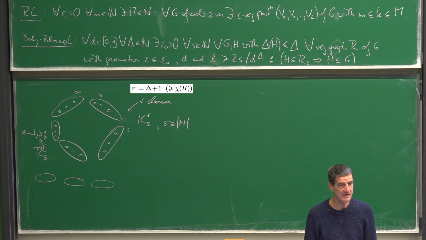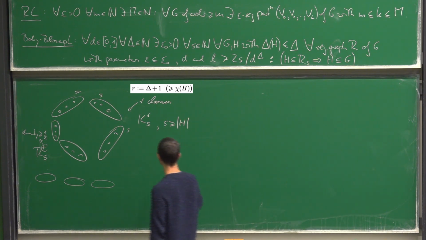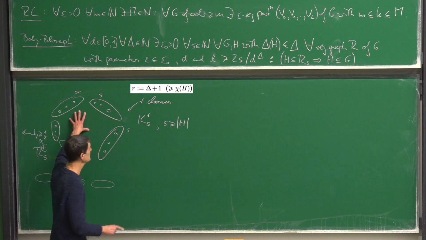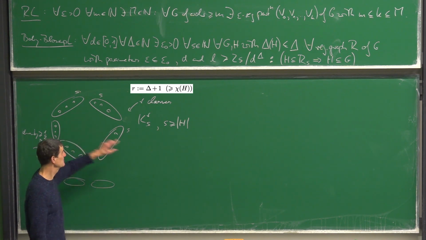What does that have to do with max degree? Well, the chromatic number of any graph is at most its max degree plus 1. Right? So that was the easy, greedy algorithm. So as long as the max degree of H plus 1 is at most r, we can embed H in here.